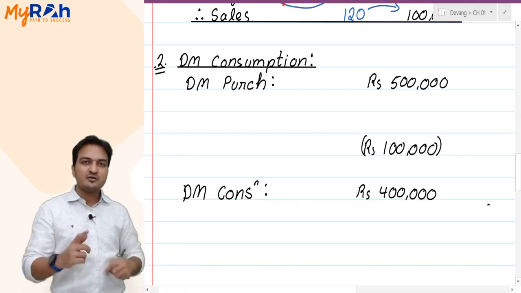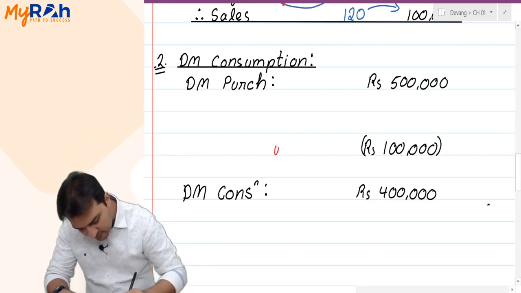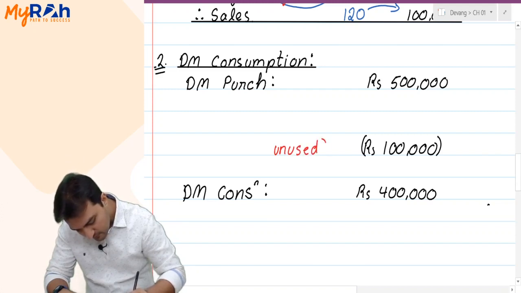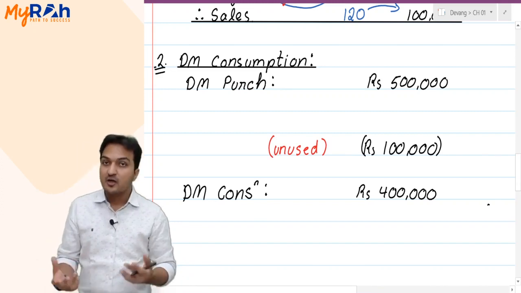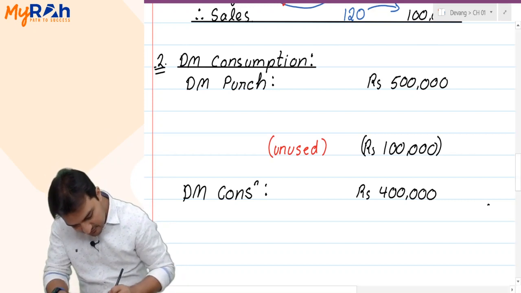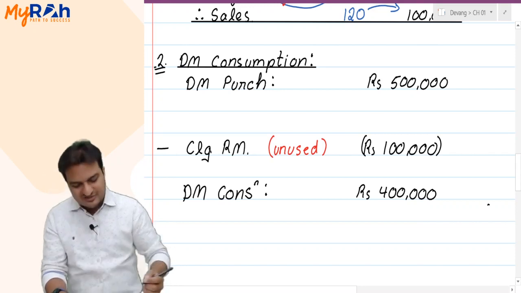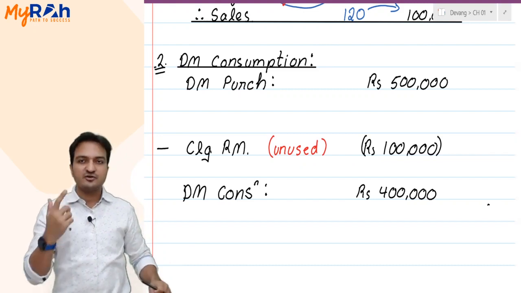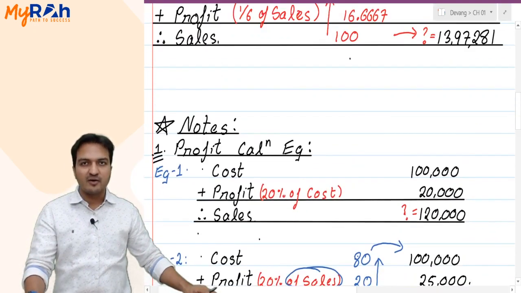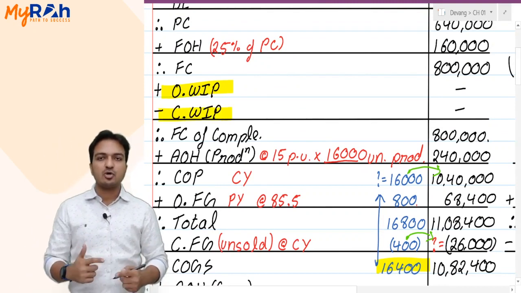Well, naturally, that remaining 1 lakh indicates the material that was left unused. Remaining 1 lakh is the materials that were remaining unused. Unused material will be called closing stock of raw materials, closing stock of direct materials. Notice, just like in your cost sheet format, you had add opening WIP less closing WIP. WIP stock you are adjusting.